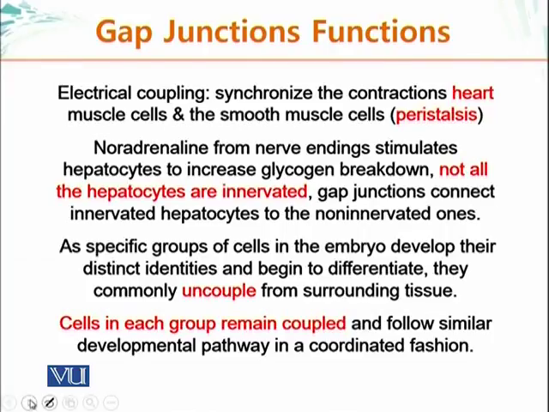A specific group of cells in an embryo develop distinct identities and begin to differentiate. When they start to do that, they have to uncouple themselves, which basically also means the cells can regulate the gap junctions. They can disengage when they want to uncouple from their neighbors. So they have that control to disengage from their surrounding cells. Cells in each group that remain coupled during embryogenesis follow a similar developmental pathway in a very coordinated fashion.